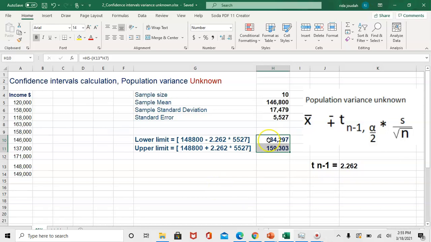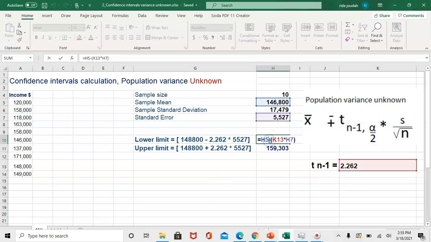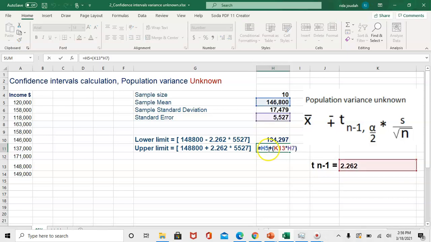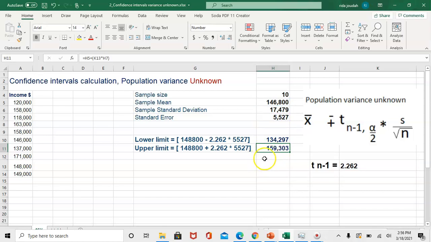So I will double click to see how we found the lower limit. H5 is the sample mean minus t-value times standard error. And the result here is 134,297. And in the upper limit, we are adding the margin of error. And the upper limit in this case, 159,303. So this is the confidence interval when the population variance unknown and the sample size is less than 30 observations.